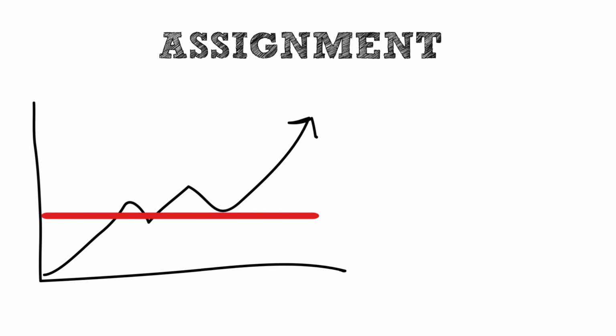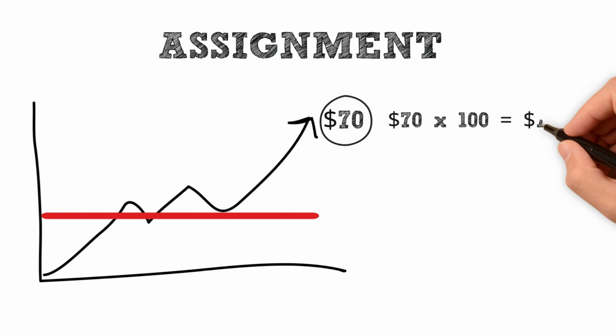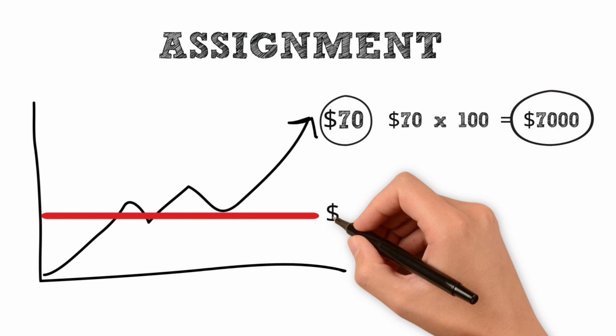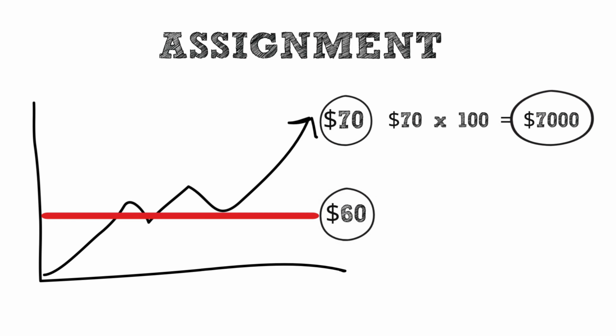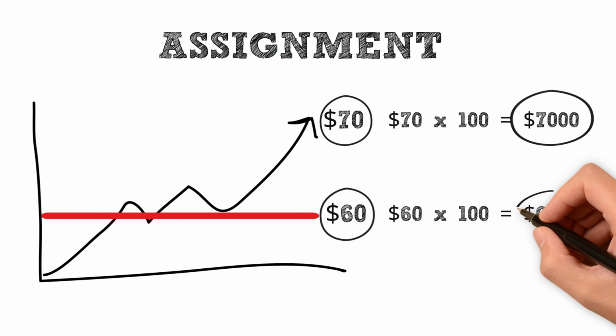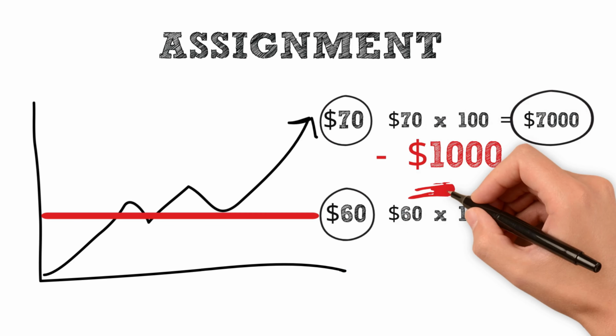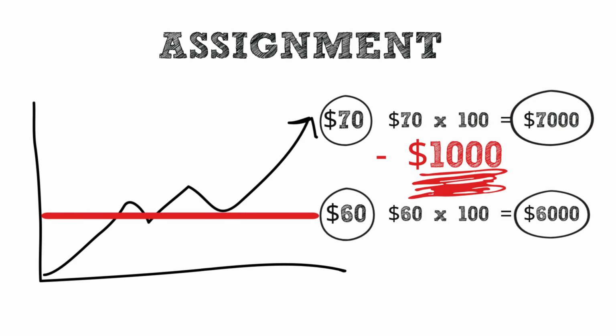If 100 shares are obtained at the current price of $70 times 100, so $7,000 in total, and then sold at the strike price of $60 times 100, so $6,000 in total, then that's a $1,000 loss. They can still keep the initial premium, but that will be small compared to the loss made.